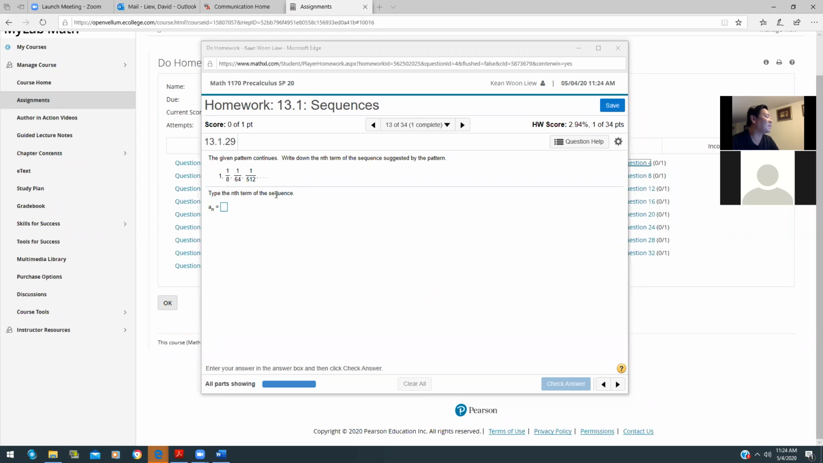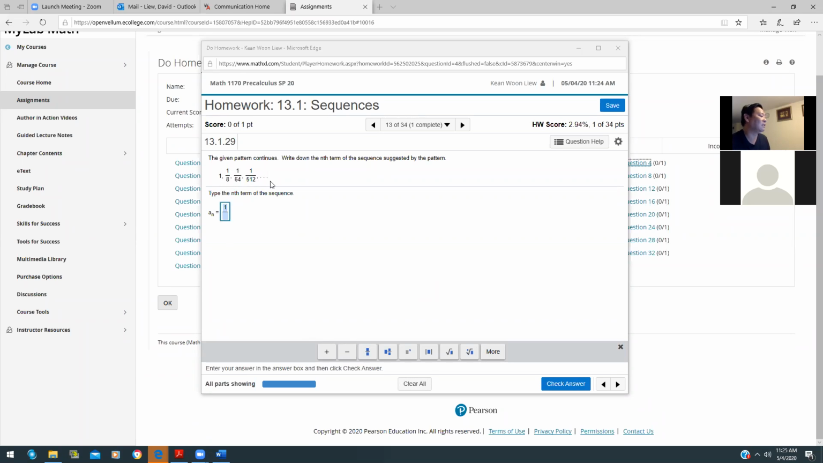Type the nth term of the sequence. So this is the same thing here. The first one is all 1, 1, 1, 1, 1. So that means your answer is still a fraction. Since the top is all 1, your answer will be 1. So this is very easy. Now, if you look at this, it's 1 to 8, 8 to 64, 64 to 512. Does anyone know what to do here?